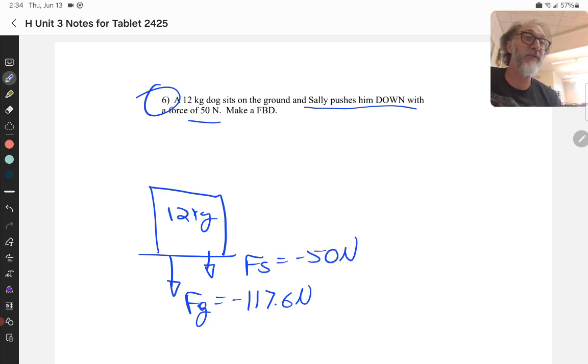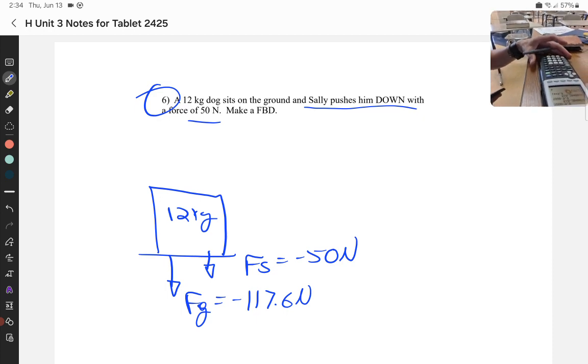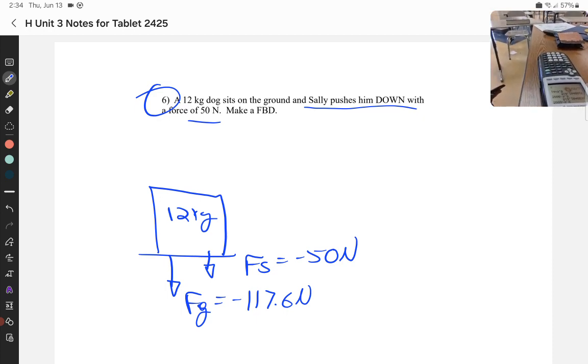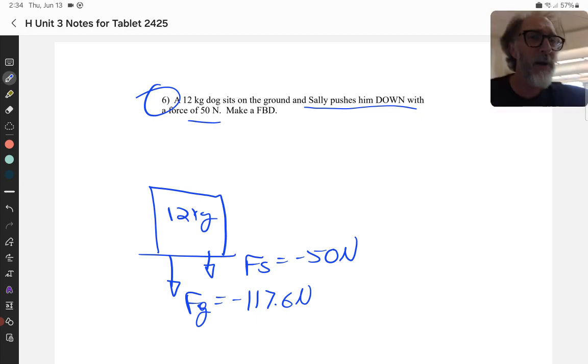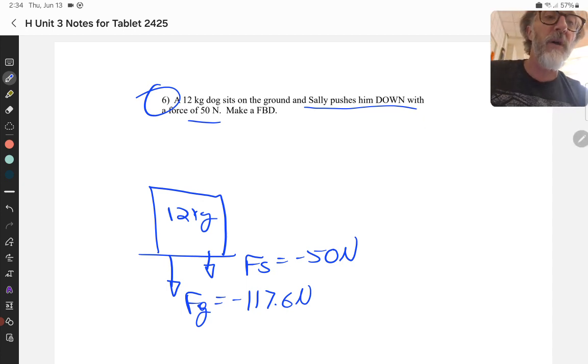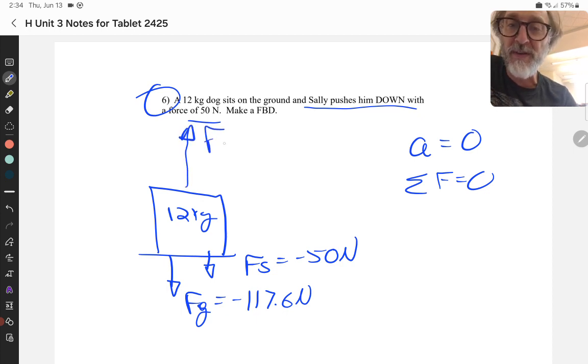And then step 3 is think. So what's going to happen? Here's my dog, in the form of a calculator sitting on the desk, and Sally pushes down. Well, that's not going to make the dog move, right? I'm just pushing down on it. And so what that means is my acceleration is still 0, which means my net force has to be 0. Let's see, what's preventing the dog from moving down? Oh, that normal force from the table again. But how big does it need to be now?